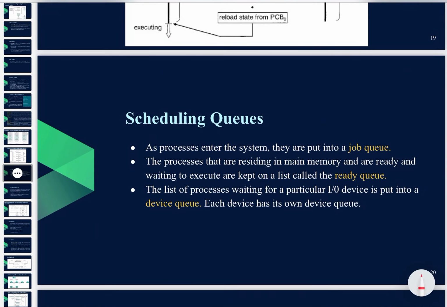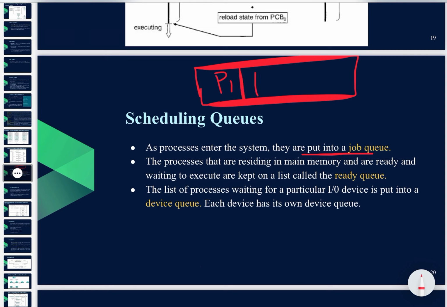Scheduling queues. When a process enters the system, it is put into the job queue. The processes that are residing in the main memory and are ready and waiting to execute are kept in the ready queue. P1 is a new process created, P2 is a new process created, P3 is a new process created. All these new processes will be put inside the ready queue.